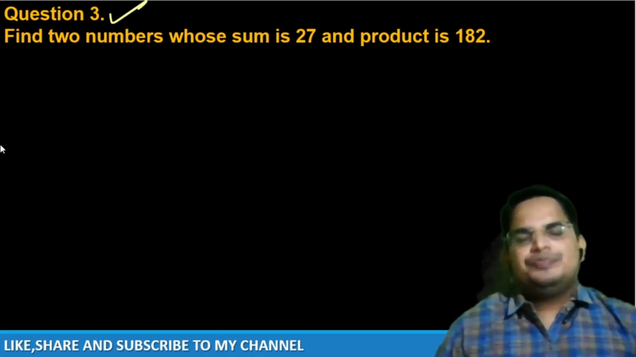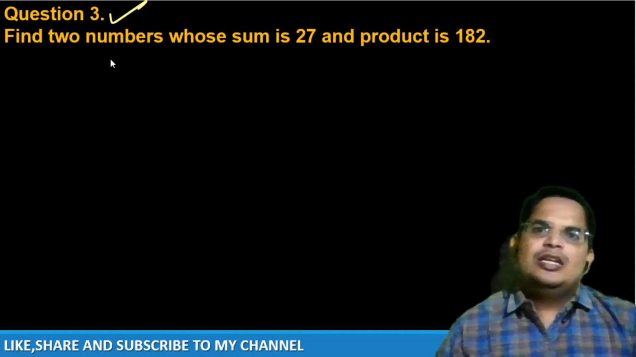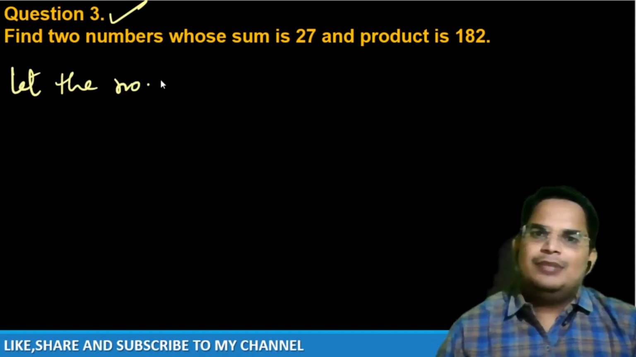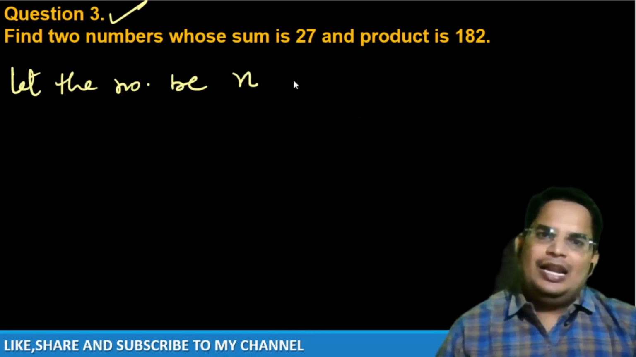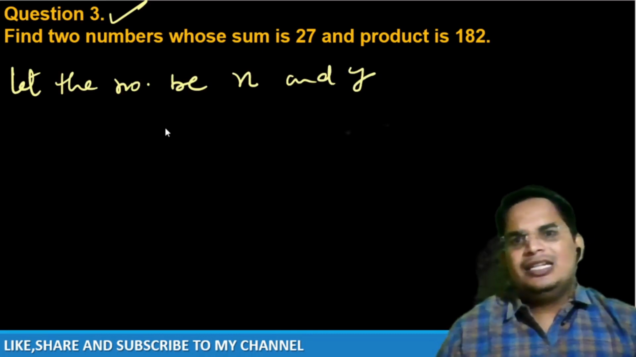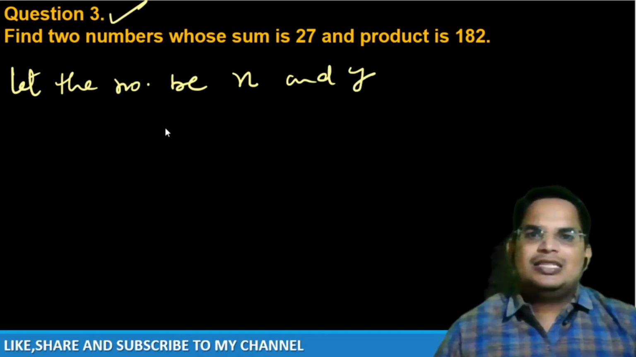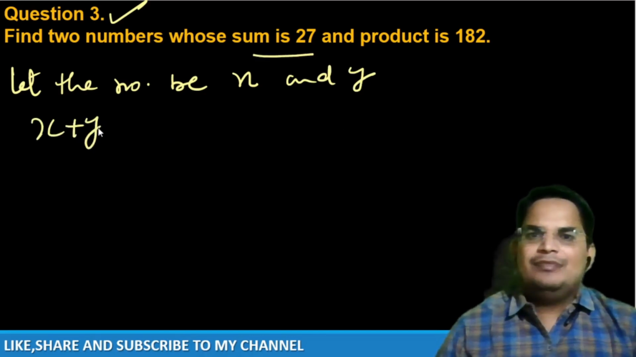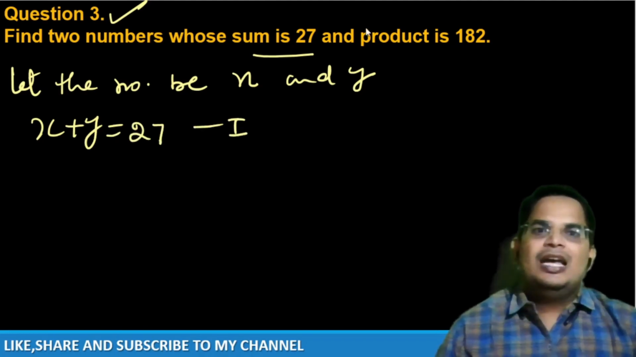So how to form the quadratic equation? Let's see, we are having two numbers, so I can say let the numbers be x and y. Find two numbers whose sum is 27. Now it is mentioned here that the sum x plus y is equal to 27. This is your equation first. And one more thing is given here, xy is equal to 182.